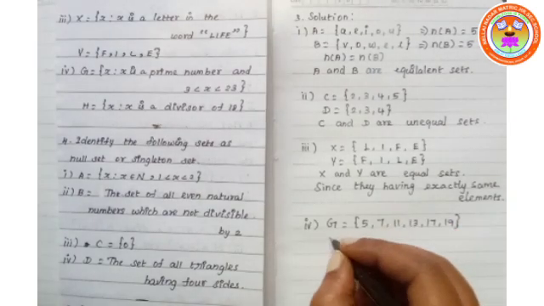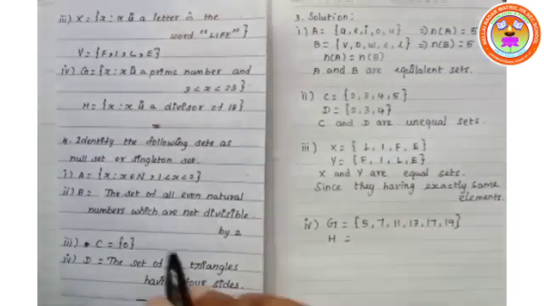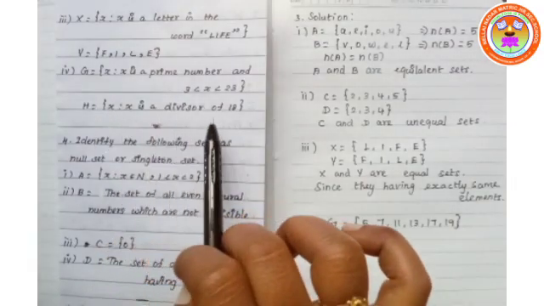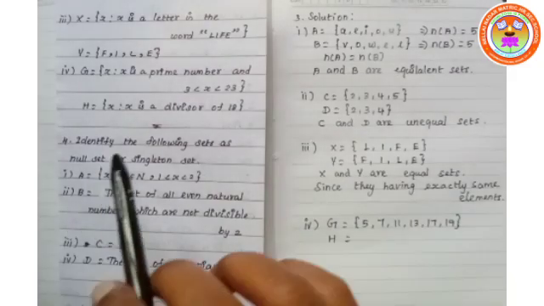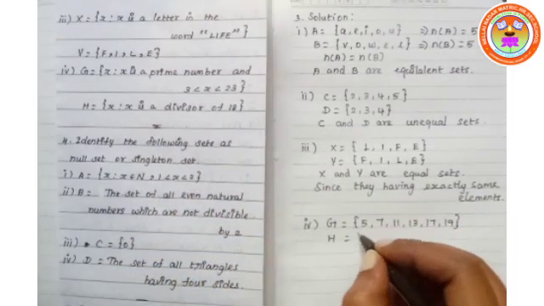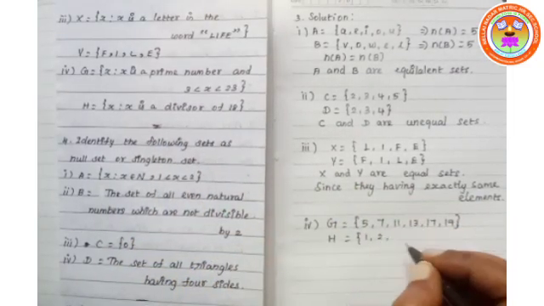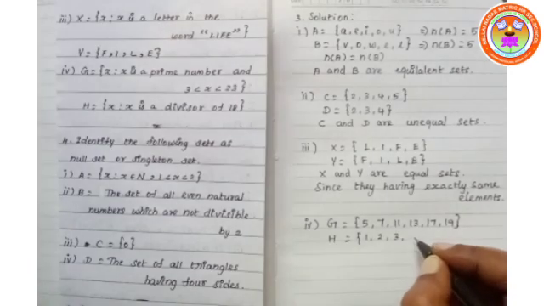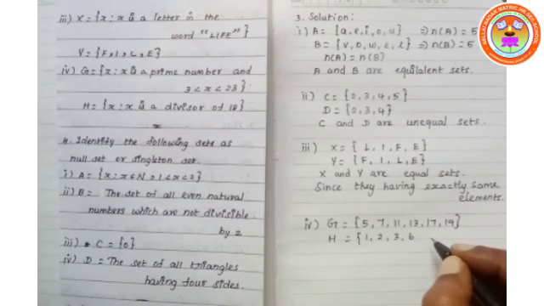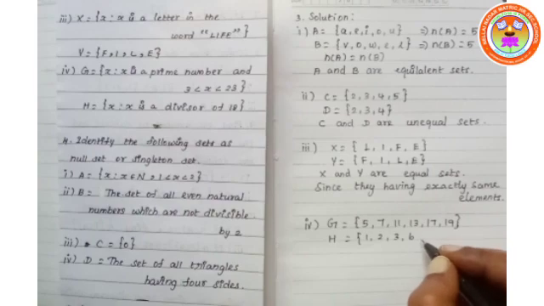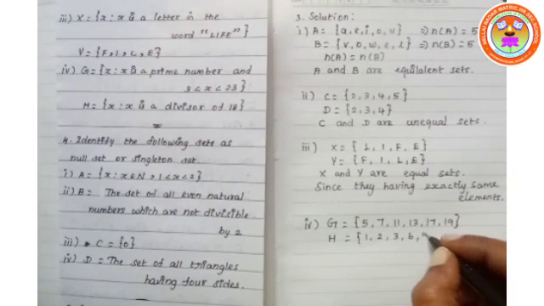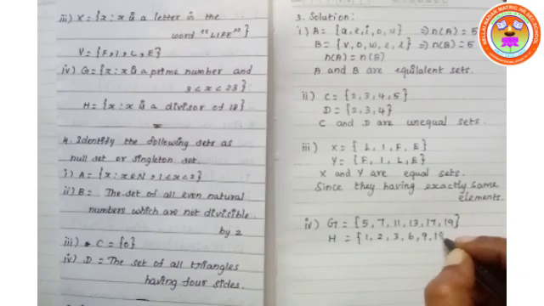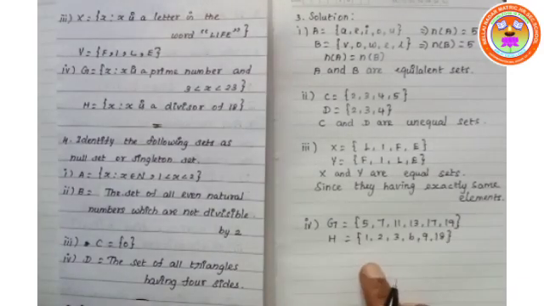Now, H is equal to the set of all x such that x is a divisor of 18. What are the numbers that can divide 18? 1, 2, 3, then 6, 9, then 18. These are the divisors of 18.